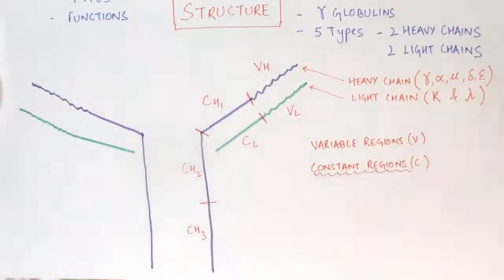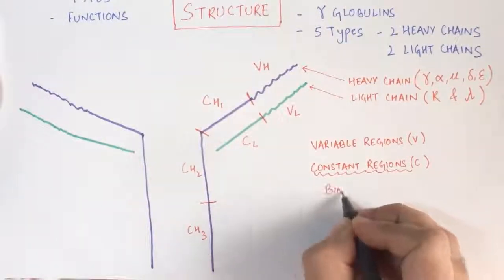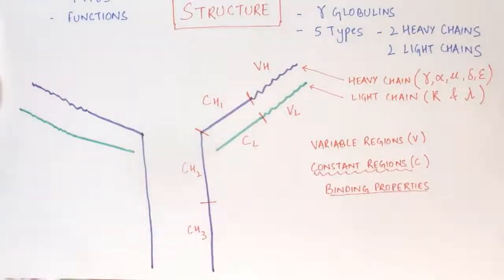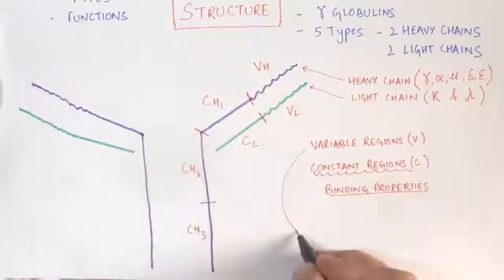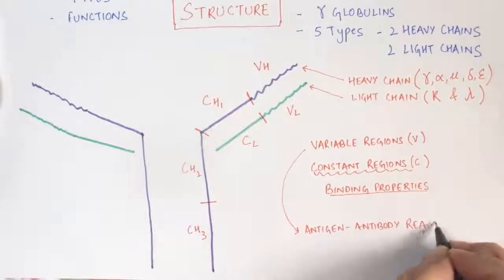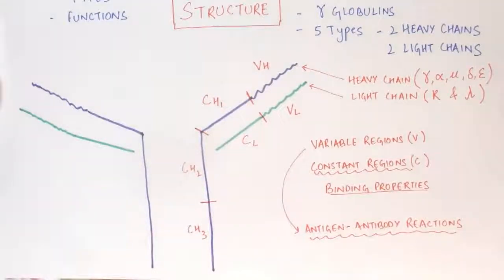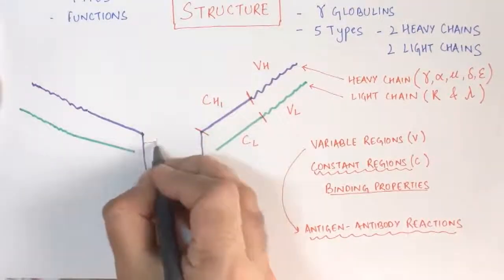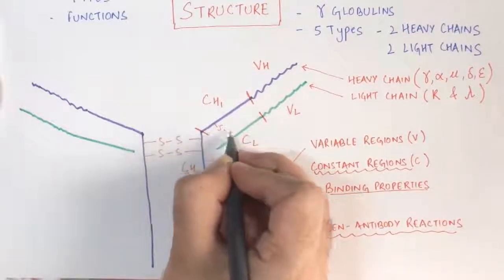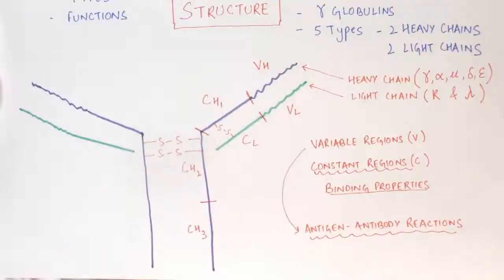Now the constant regions confer specific properties to the antibody. They determine to which surface the antibody will bind. For example, the IgE binds to the mast cells. The variable regions determine to which type of antigens the antibody will react. The 2 heavy chains are bound to each other by disulfide bonds, and similarly the heavy chains and the light chains are attached to each other by disulfide bonds.